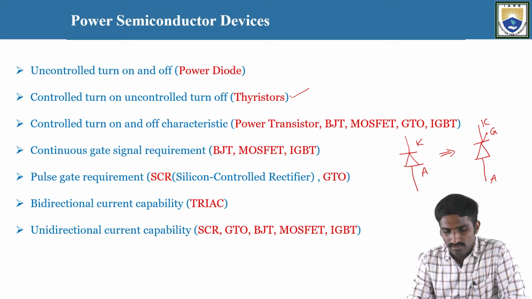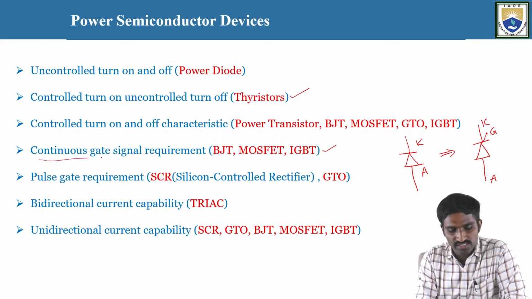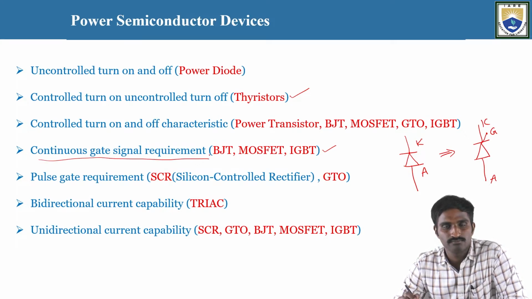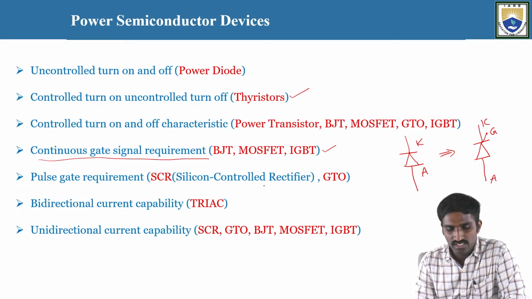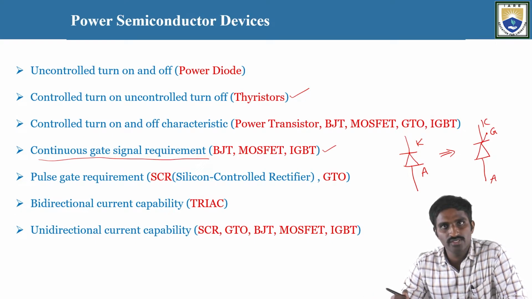But the BJT, MOSFET and IGBT require a continuous gate signal to stay on. So if you remove the gate signal, the device will be turned off. That's why, to keep the device turned on, we must give a continuous gate signal. And when coming to the SCR, that is silicon controlled rectifier, and GTO, they need a pulse gate requirement. That we will understand in the upcoming class when we discuss each device in detail.